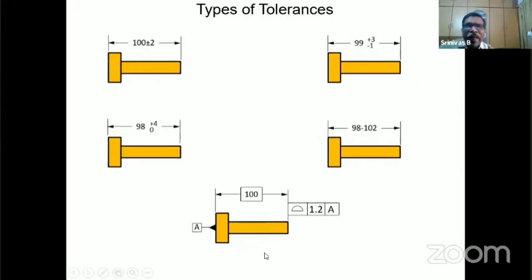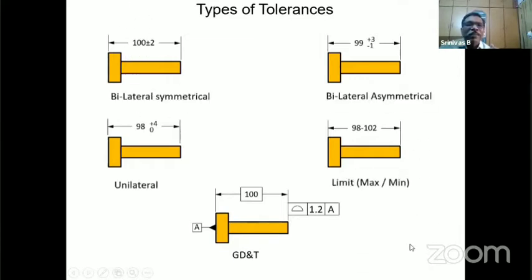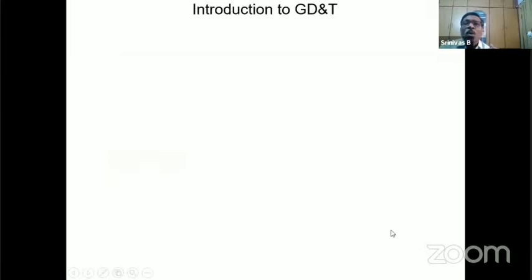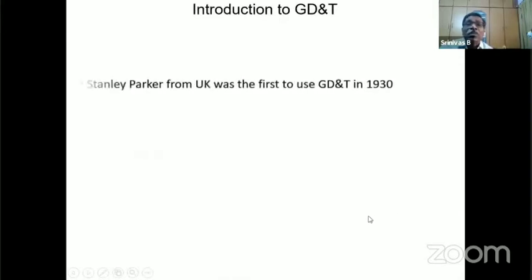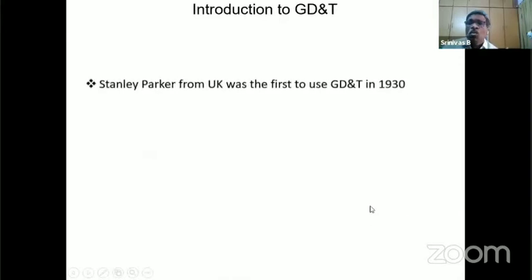Now, I would like to speak about this one. You know, by seeing itself, this is not the conventional one. This is GD&T. Am I right, sir? See, these are the tolerances. I hope it is clear. Now, I would go and try to explain something else: introduction to GD&T, or history of GD&T.